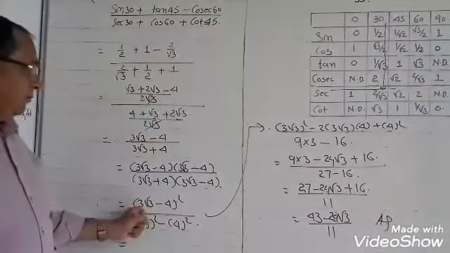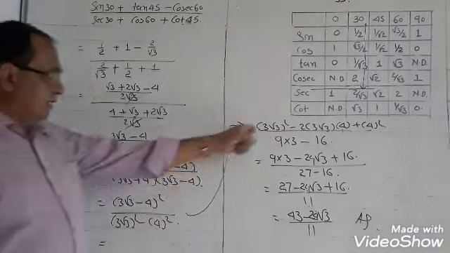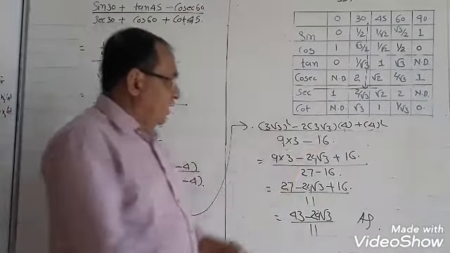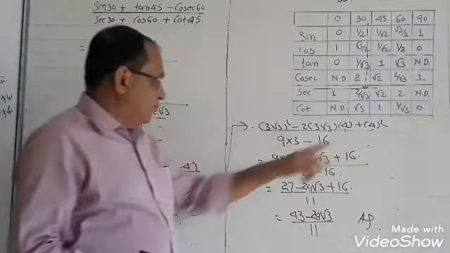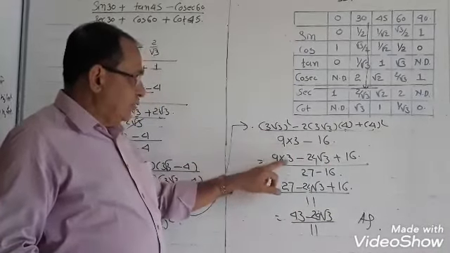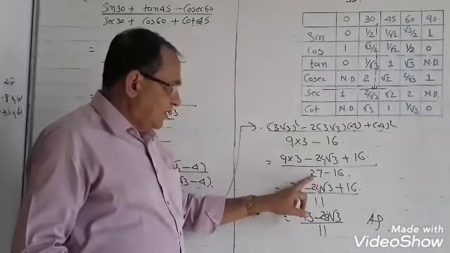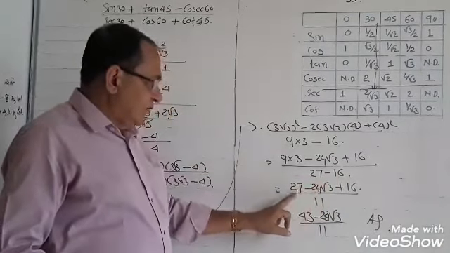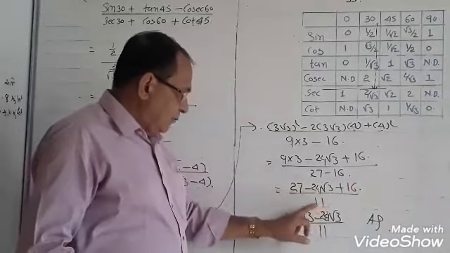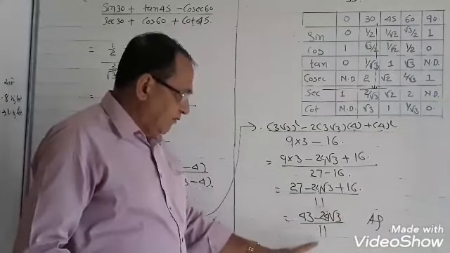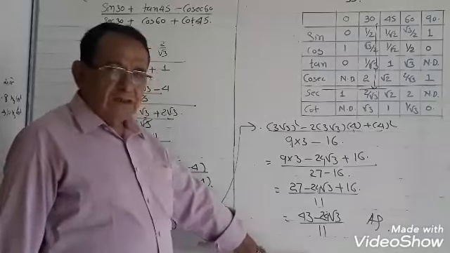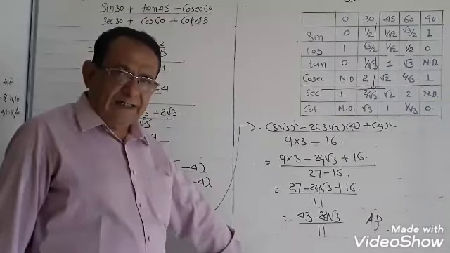Repeat. A minus b whole square: 3 root 3 minus 2 times 3 root 3 into 4 plus 4 square. 3 threes are 9 into 3, 3 twos are 6, 6 fours are 24 root 3 plus 16, 27 minus 16 is 11, so 43 minus 24 root 3 upon 11. That is your answer. Get it?